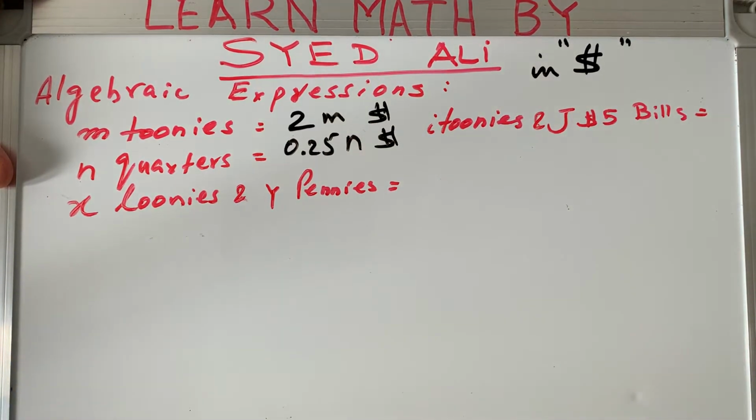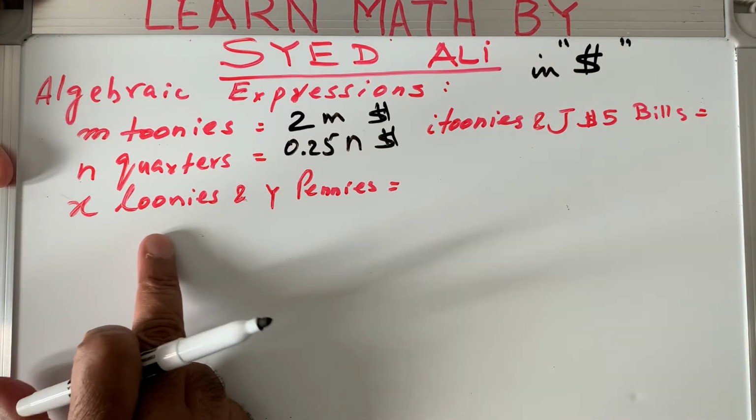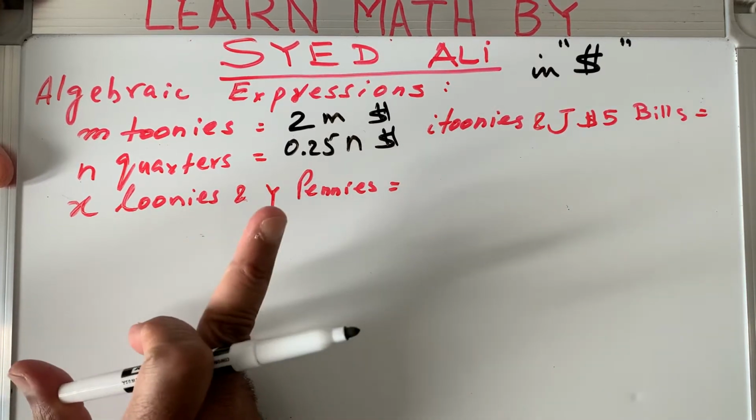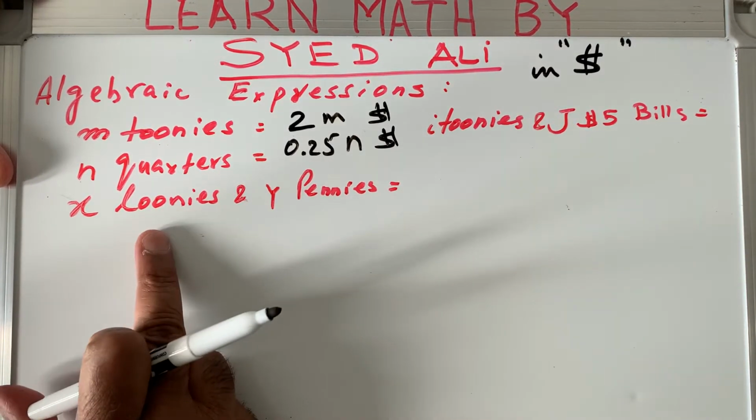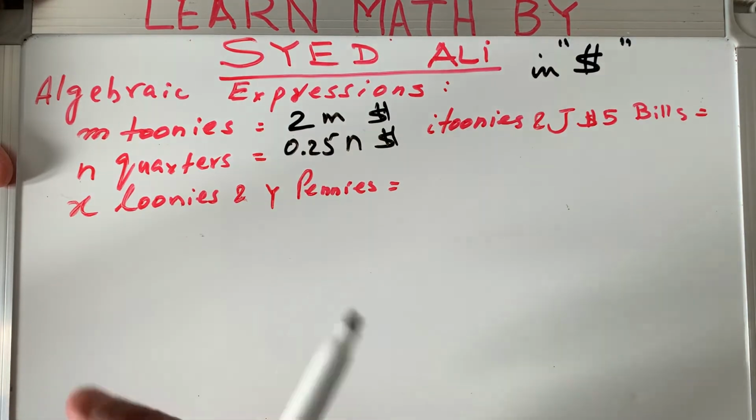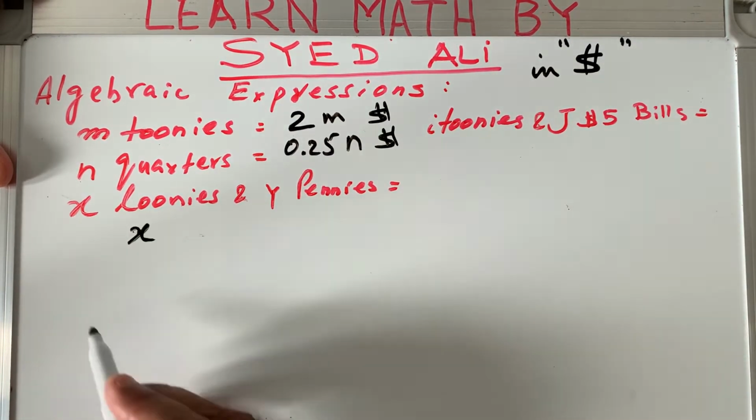Similarly, loonies. Loonies are $1. Toonies are $2, therefore I put 2M. X loonies. So I have X loonies. I have to express it as X loonies.